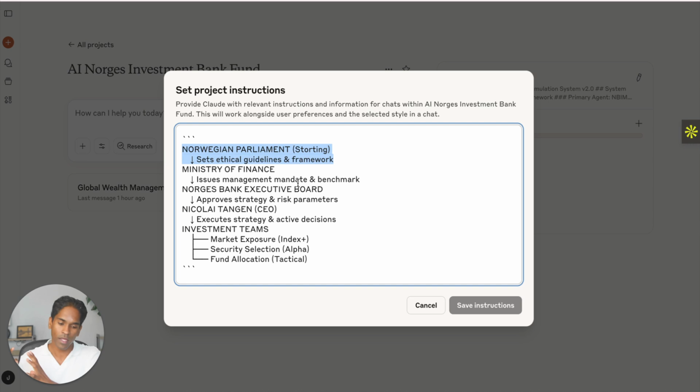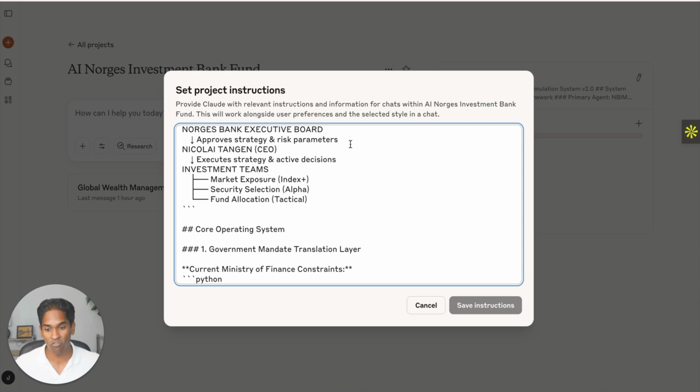So while I was thinking about how I would simulate this investment thesis, it became really clear that I should go to that foundational layer and look at the ethical guidelines, look at the executive board, what kind of strategy and risk parameters is it using? And then, of course, really importantly, how is the CEO thinking? Like Nikolai Tangen's execution strategy, active decisions.